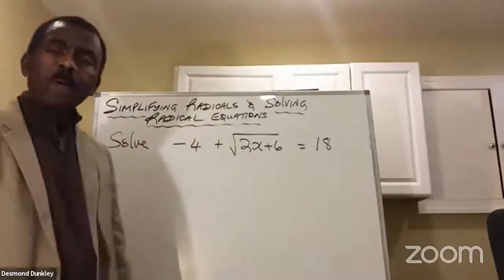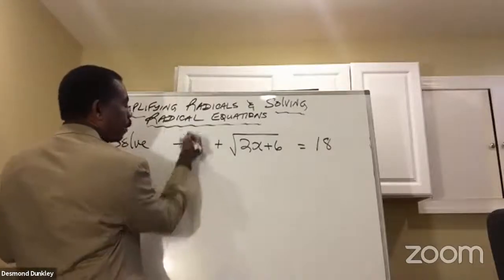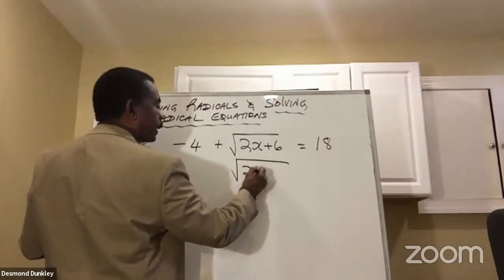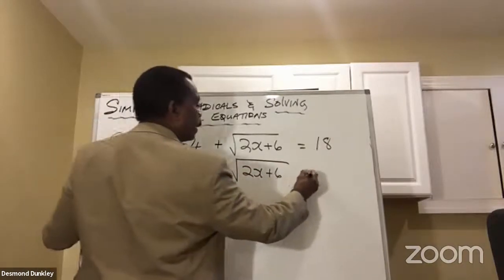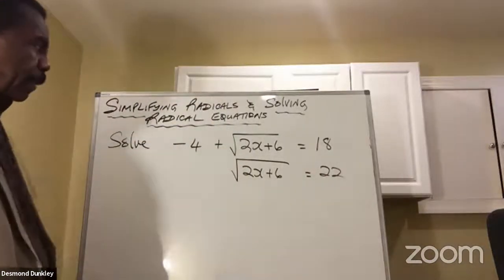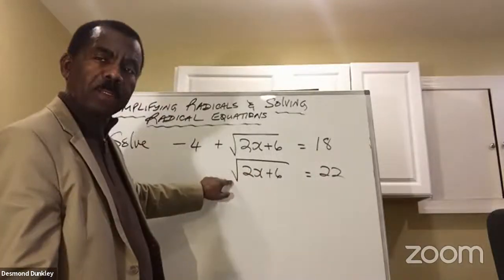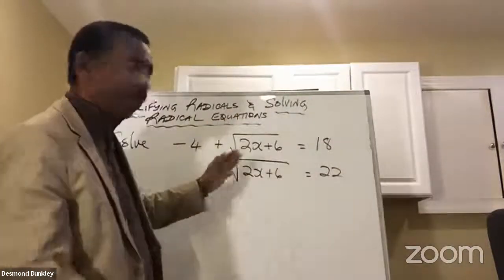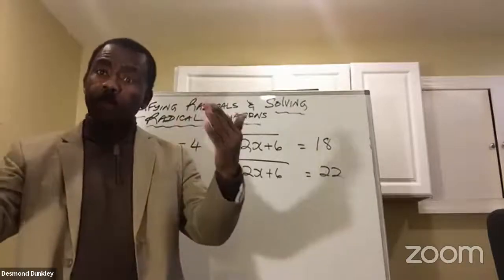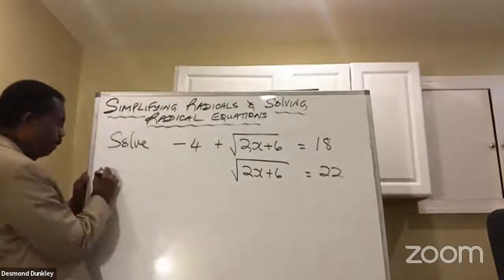How do I get rid of -4? I do the inverse. We add 4. So now we add 4. This becomes 0. So now we have the square root of 2x plus 6 equals 22. Okay? So what do we do now? We need to get rid of the square root. In order to get inside, we have to get rid of the shell that's outside. So we need to get rid of the square root. How do you get rid of the square root? By squaring both sides. Didn't realize that my numbers were so big, so I'm going to have to do a little math to the side.